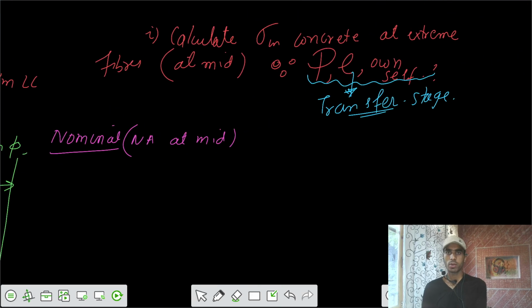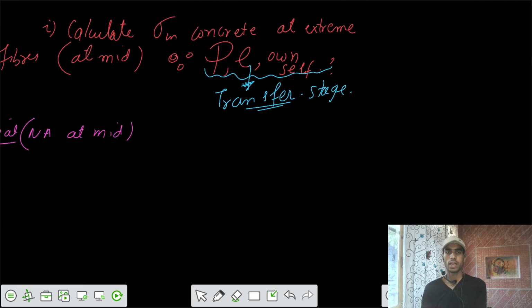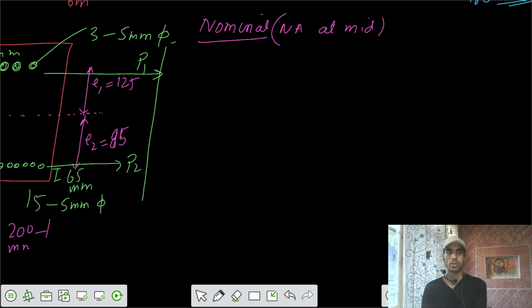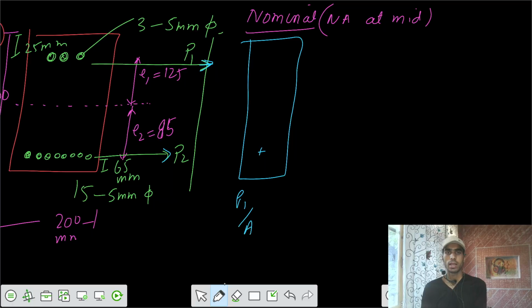For the first part of the problem, we had to calculate stresses at the extreme fibers because of this P, E and self weight. You have a section and you are applying some P1 force and P2 force at different eccentricities from the cross section. So there is a force of P1 by A, and one more force P2 by A. Both the forces are compressive and they are direct compressive stress. So this is the sum of P1 plus P2 by A.